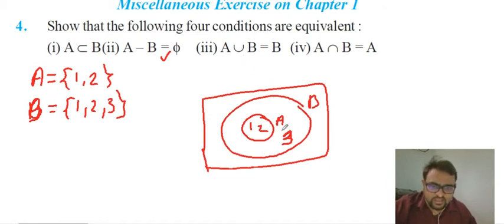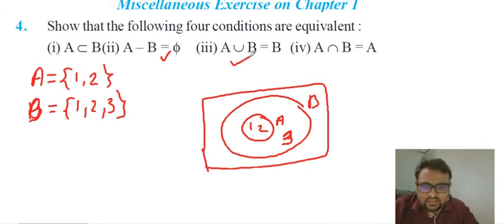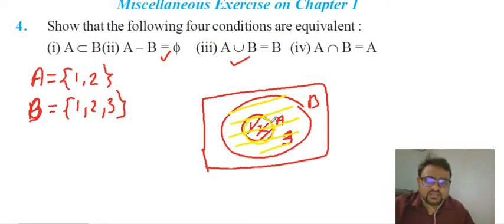A union B. See, when I draw A union B, I will get this region. So again it will be B. Okay, so this is also correct. A intersection B, then I will get this region. Which is common? This is the common, so that is A. So A intersection B is also the correct one. So all these four are the same. Clear? Note it down.